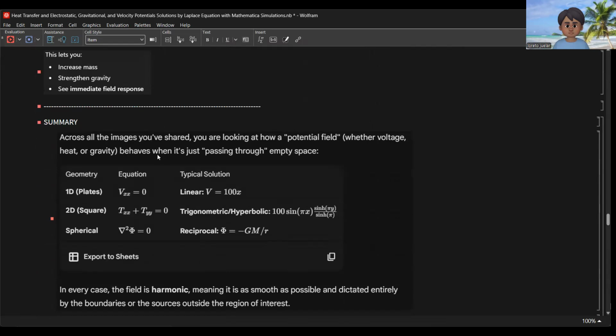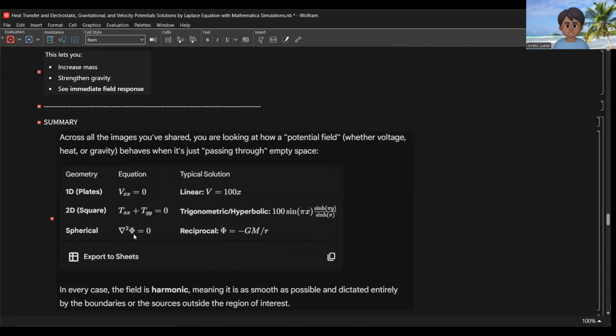Across all the images you have shared, you are looking at how a potential field, whether voltage, heat, or gravity, behaves when it's just passing through empty space. So we have the 1D plate here, the second partial of v with respect to x is equal to 0. So this is for the linear. For example, in our example, our typical solution is v equal to 100x. And for the two-dimensional, the second partial of T with respect to x plus the second partial of T with respect to y equal to 0.